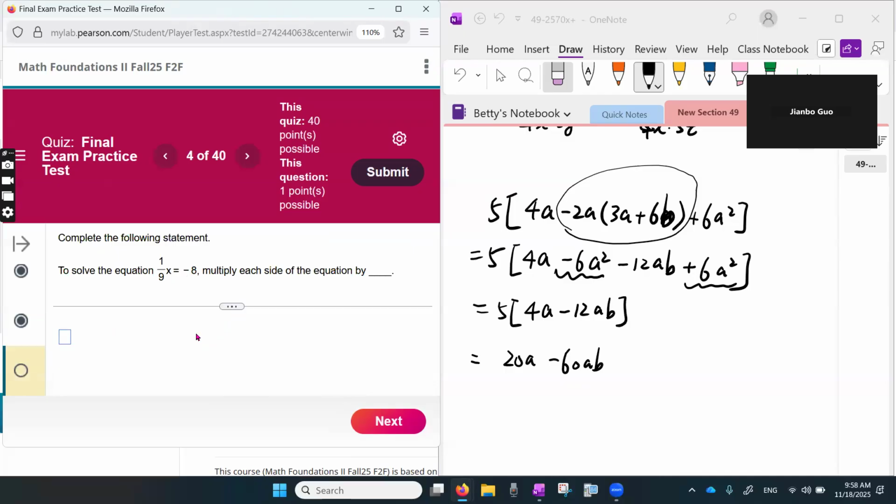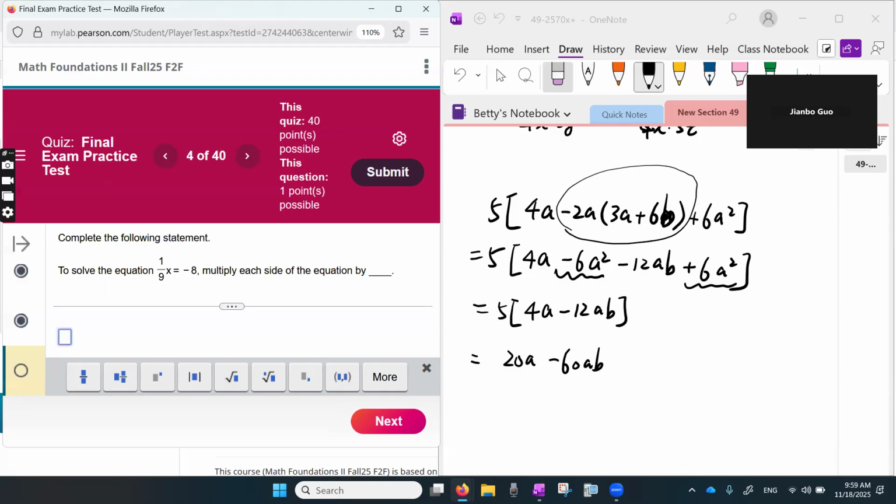To solve this equation, we need to multiply each side of the equation by 9. This is not the first time we see a similar question, right? We're not solving the equation, we are answering what the problem asks. It's asking which number to multiply by to isolate x. Since the coefficient of x is 1 over 9, we multiply each side of the equation by its reciprocal, which is 9 over 1. And we can isolate x. So the number is 9. Okay, we're not solving it again.